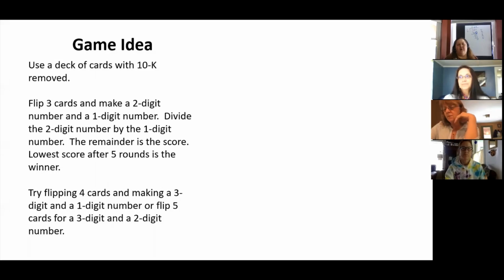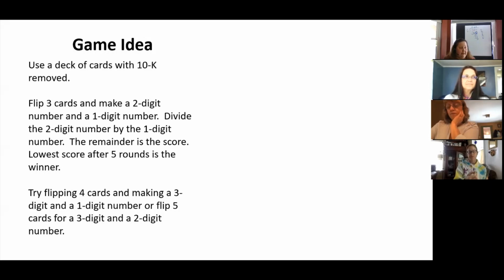So you're not only just having them practice one fact, you're really having them practice this multiple times, but turning it into a game. You might also flip 4 cards and make a 3-digit number and a 1-digit number and do the division that way. You could even try a 3-digit number divided by a 2-digit number, but you probably would want students to have some paper where they could work out that problem.